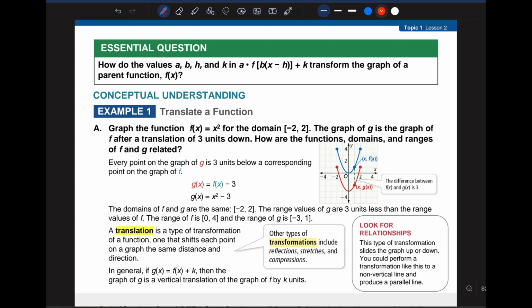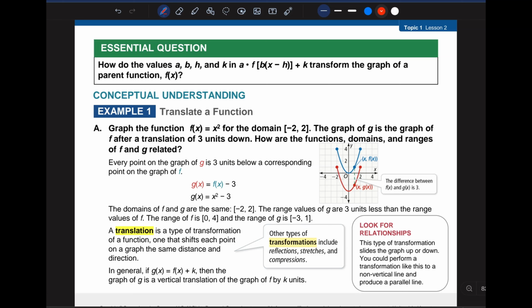Right, so in this lesson, we're going to talk about how different numbers put into an equation can transform the graph of a parent function. So if I multiply by a number, if I add or subtract numbers somewhere, if I multiply by a negative, how does that affect the graph of my function?